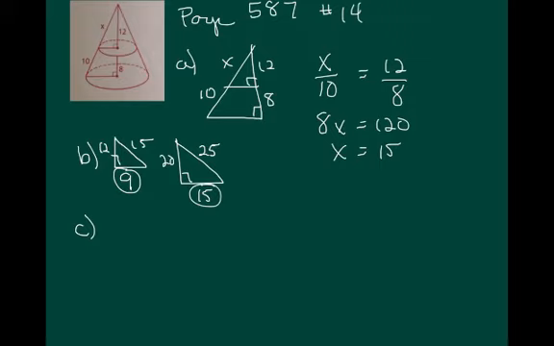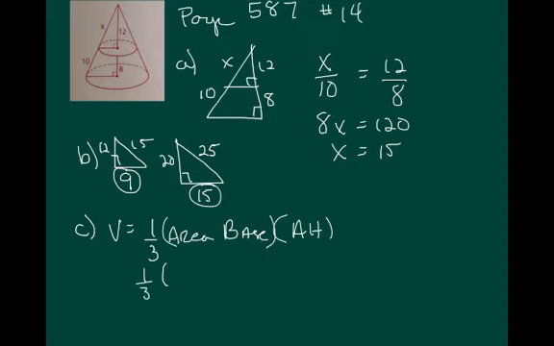Okay, then in part C, they ask us to find the volume of the smaller cone. Well, volume, as you know, is going to equal 1/3 the area of the base times the altitude. So not times the slant height, that's surface area. So we're going to multiply times the altitude, which is 12. So I'll get 1/3 the area of the base, which is 9 squared pi, times that altitude of 12. And that will equal 324 pi.